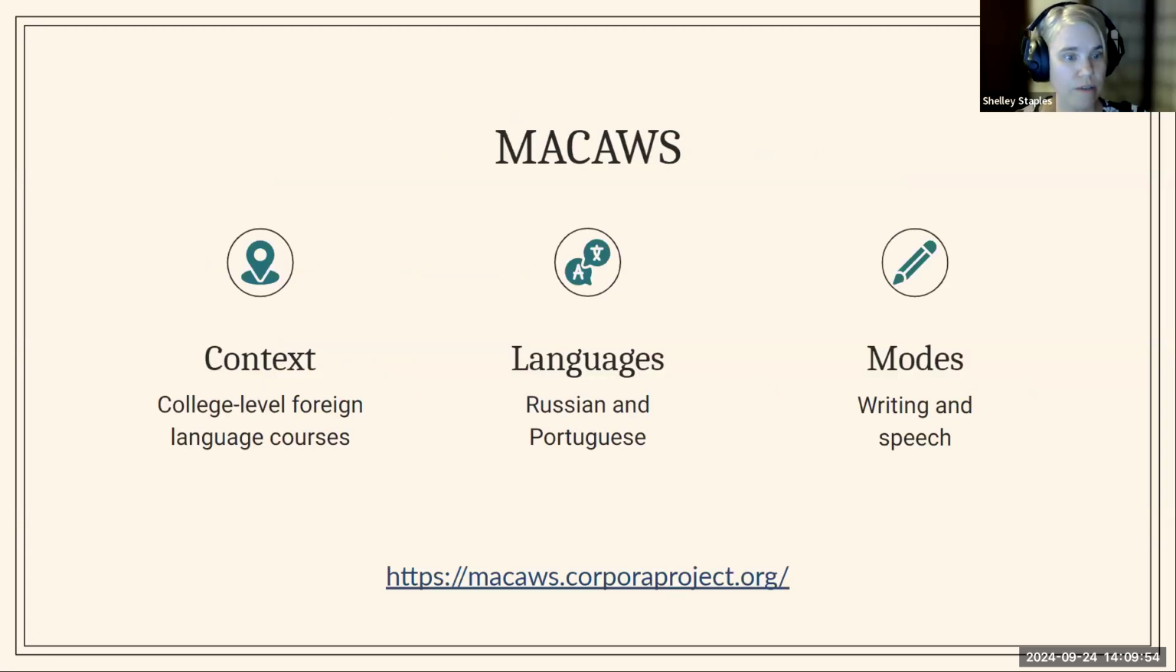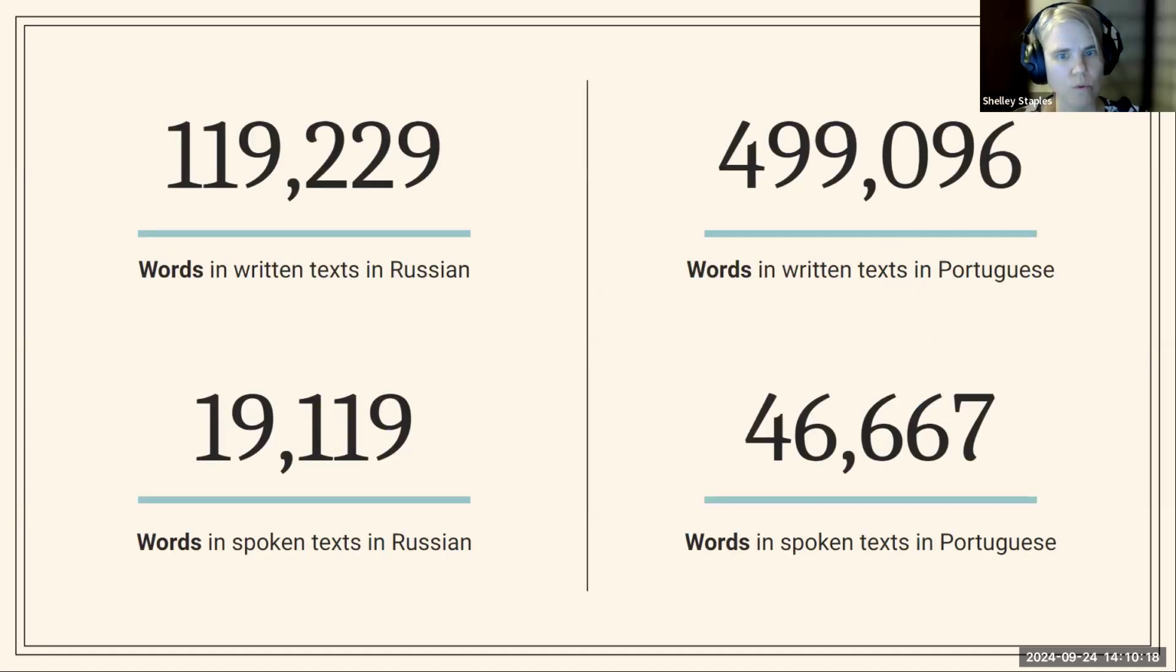So just to give you a little bit more of the context, I already went over this, but these are college level foreign language courses. The languages are Russian and Portuguese, and we do have writing and speech. We are adding more languages; we're working on Chinese and Spanish for the future. So these are the corpus numbers. We have both written and spoken text from both Russian and Portuguese. Not a huge number, but we've been able to have enough text where we can start to see patterns of things that we want to focus on in these classrooms.